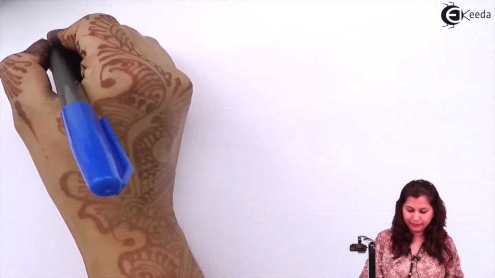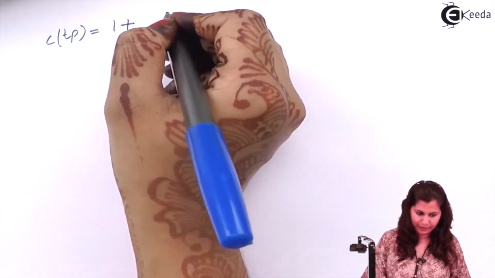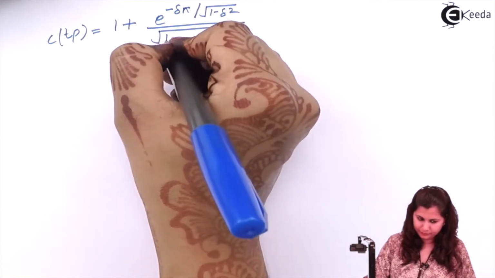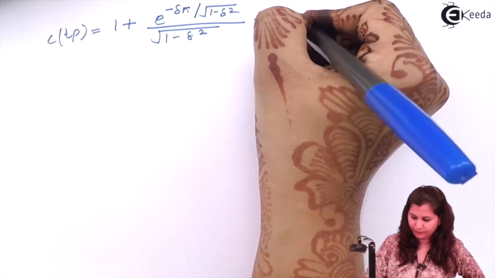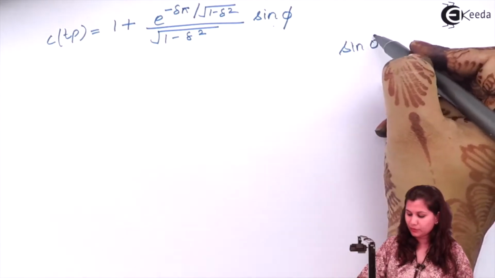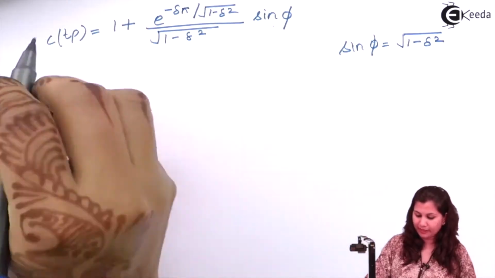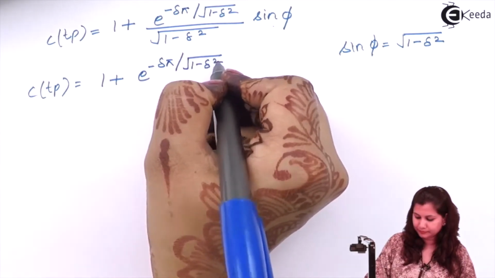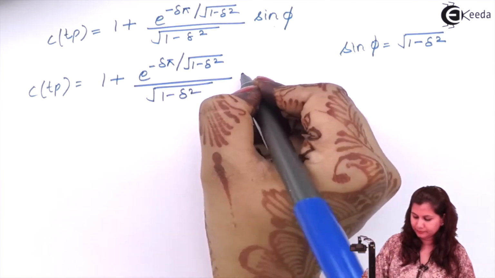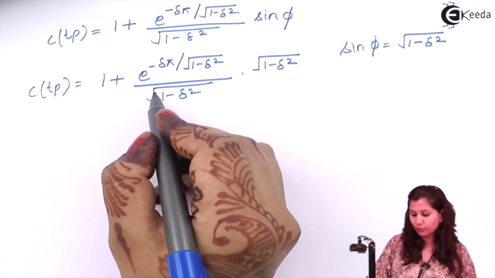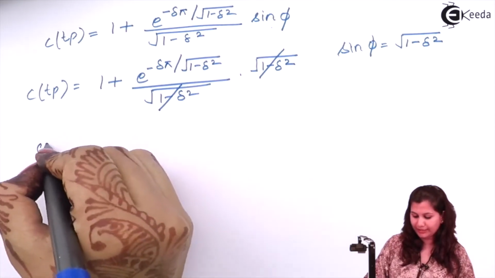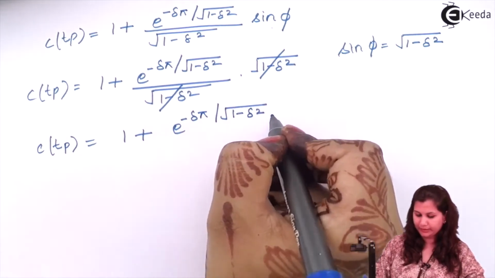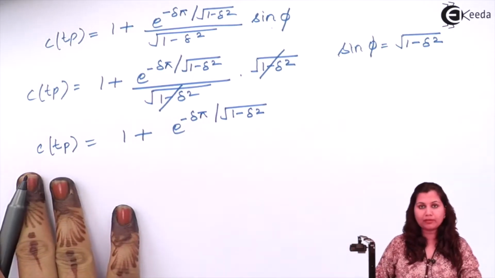So we will have C of Tp equals 1 plus e raised to the power. Now this sine phi is equal to under root of 1 minus del square. So putting its value here, this under root 1 minus del square and this will be cancelled out. So we are left with only 1 plus e raised to the power minus del pi upon under root of 1 minus del square. So we have calculated the output response at the peak time.